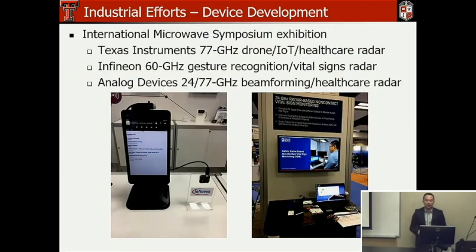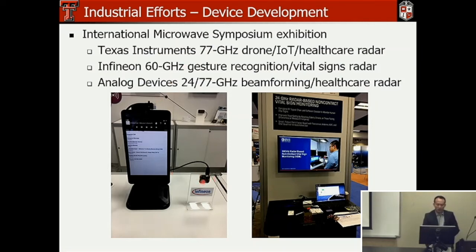And on the other side, semiconductor companies are making a lot of great efforts integrating radar sensors into small form factor devices to facilitate multiple applications. For example, during the past 2 years at the International Microwave Symposium, Texas Instruments demonstrated their 77 gigahertz radar for drone application, drone navigation, IoT application, and healthcare application. Infineon had a 60 gigahertz radar demonstrated. On the lower left side is the demonstration.